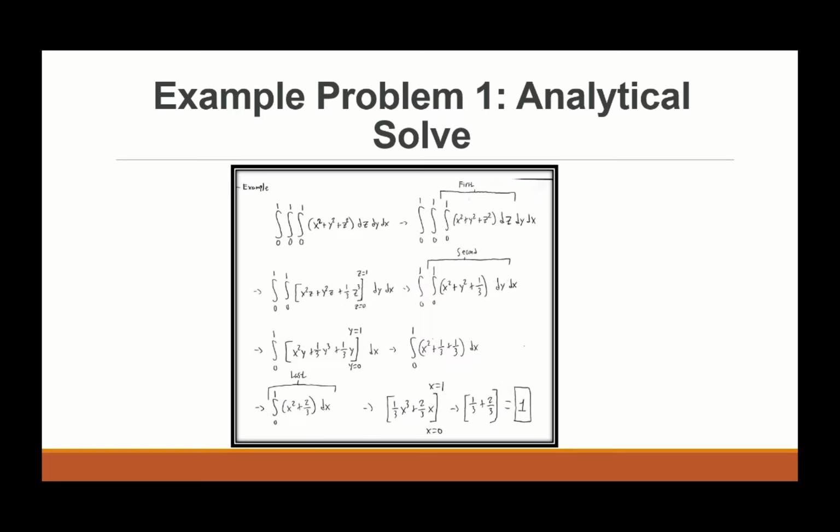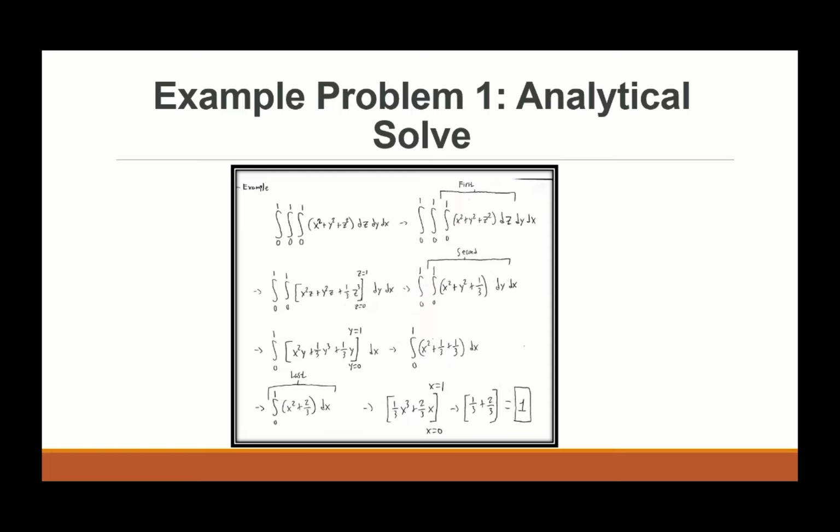You're going to have the double integral, all bounds from 0 to 1, of x squared plus y squared plus 1/3 with respect to dy, then dx. Then you repeat the process. Next is the second integral, so you do it with respect to dy. So you have a single integral from 0 to 1 of x squared times y plus 1/3 times y cubed plus 1/3 times y, with bounds from y equals 0 to y equals 1. Once again, 0 is useless because each of the terms has a y attached, so you plug in these bounds, and in this case only 1 is needed.